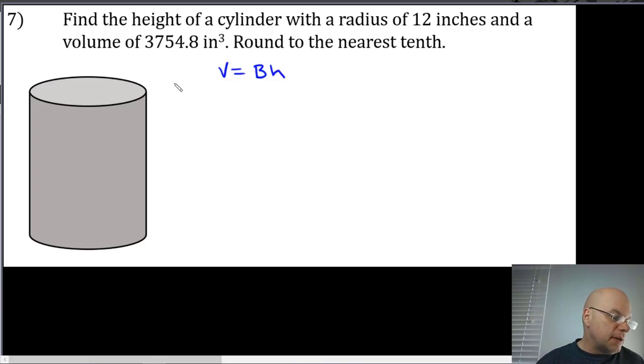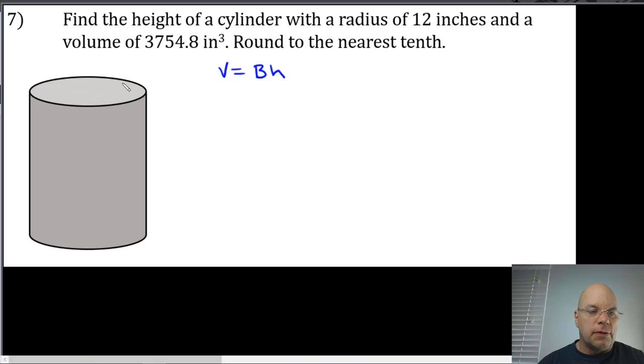And on problem 7, let me just read it first. Find the height of a cylinder with a radius of 12 inches and a volume of 3,754 and 8/10 inches cubed, and round your answer to the nearest tenth.